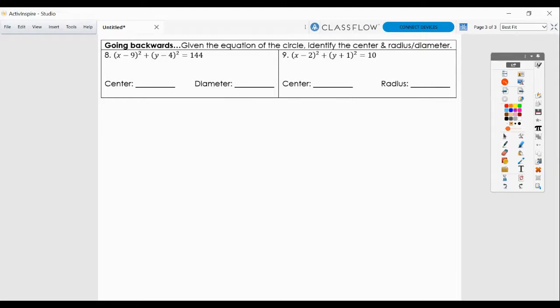Now we're going to be working backwards. We're going to be given the equation of a circle and need to identify the center and the radius. As a reminder, the standard form of our circle is the quantity x minus h squared plus the quantity y minus k squared, and that will be all equal to r squared. So let's go ahead and label everything we're given.